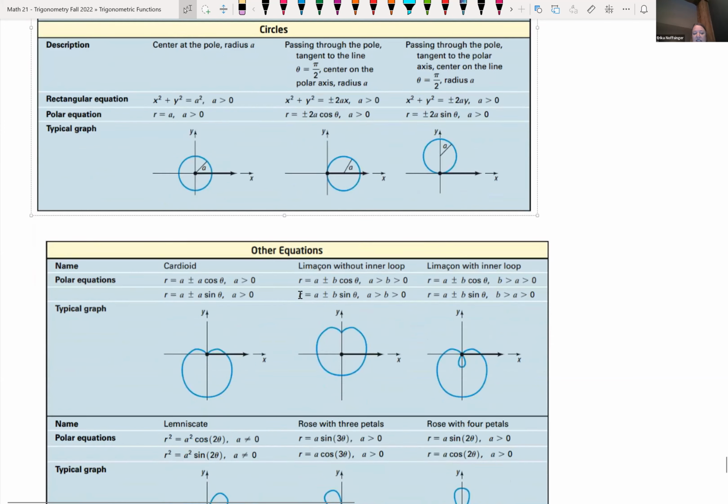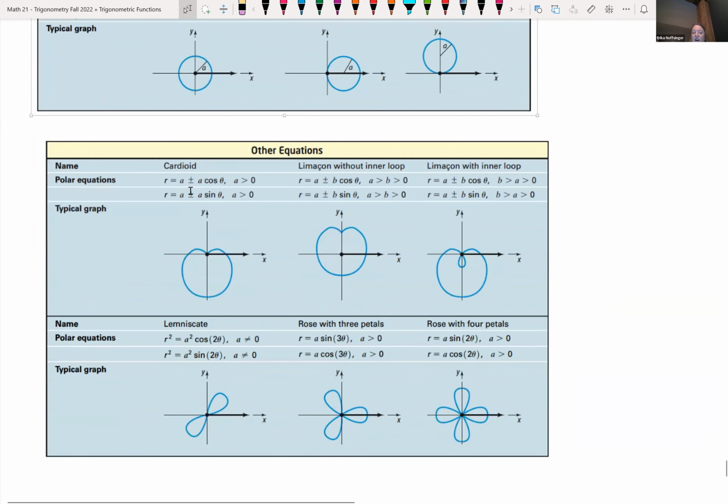Then we looked at cardioids. If you had a cardioid, it was in the form for polar coordinates, r is equal to a plus or minus a cosine theta, where a is greater than 0, or r is equal to a plus or minus a sine theta, where a is greater than 0. If it was a limacon without an inner loop, then you had r is equal to a plus or minus b cosine theta, or r equals a plus or minus b sine theta, where our value of a was bigger than b, which was bigger than 0.